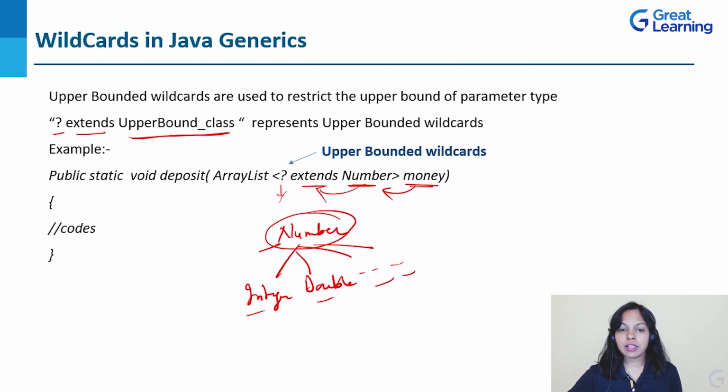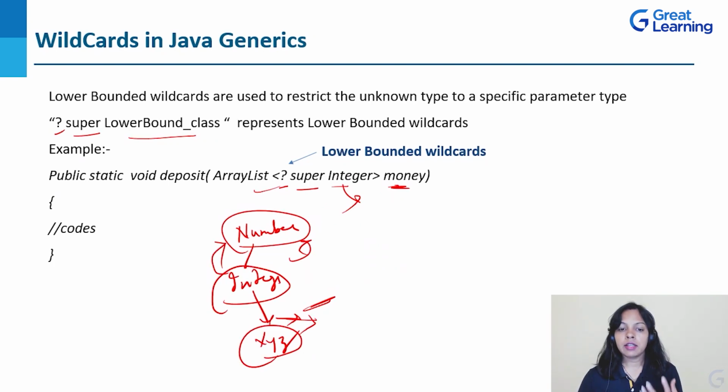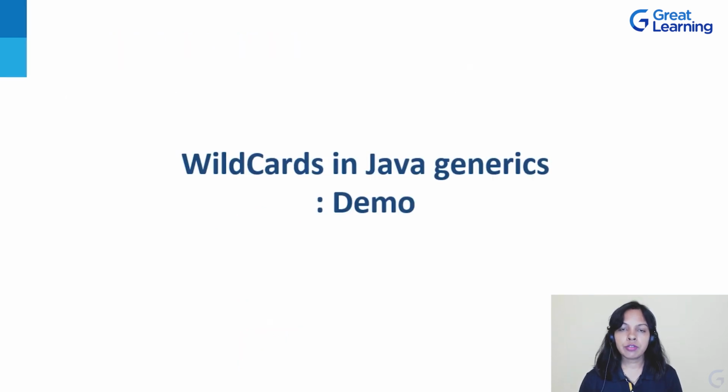So with upper bounded wildcards, the upper superclass was specified, and then the subclasses. And here, one of the subclasses is specified, and its immediate superclass will be included in the lower bounded wildcards. So that was all about the wildcards in Java generics. Now let's see the demonstration for the wildcards in Java generics. That is how practically we can make use of wildcards with the help of an example and its implementation. We are going to check that.